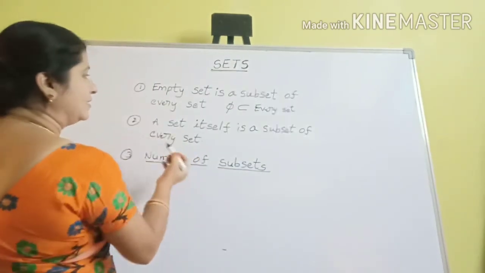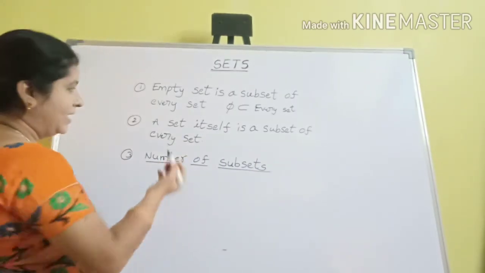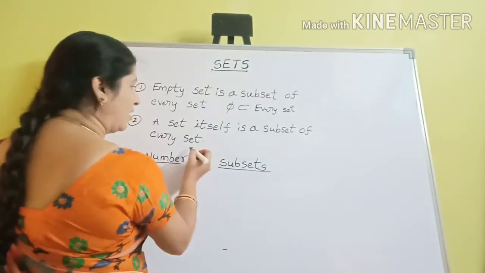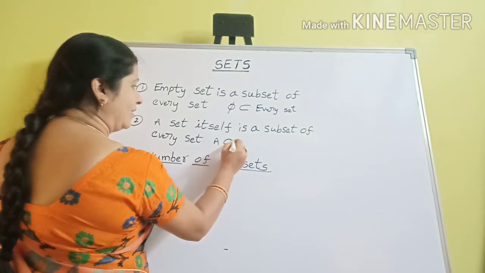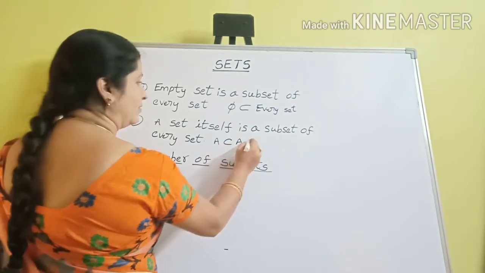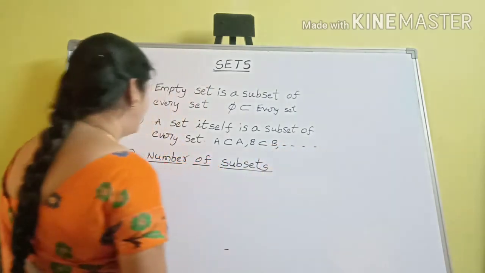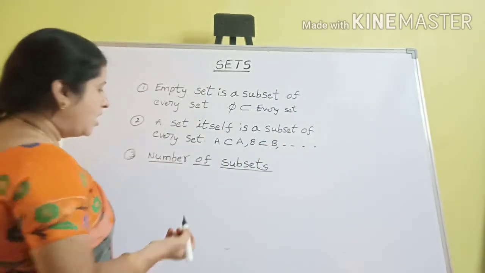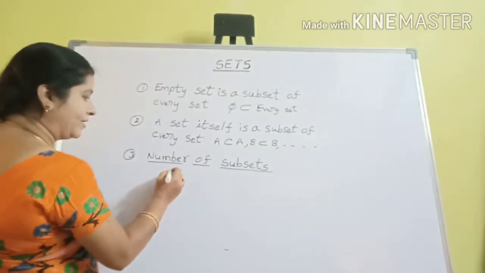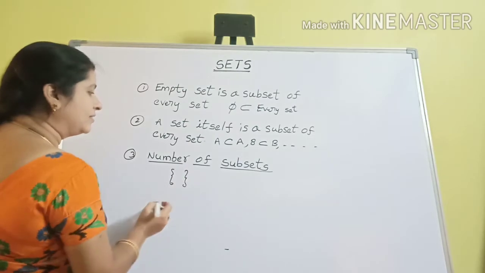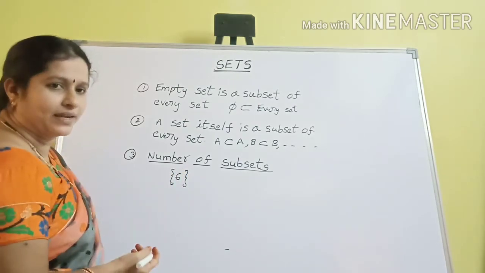The second one is a set itself is a subset of every set. That is, suppose we take the set A is a subset of A, B subset of B, so on. Okay? So let us see how many number of subsets of each set. First we take a singleton set. Singleton set means it is having only one element in this set.